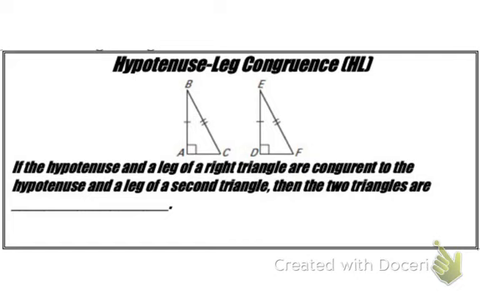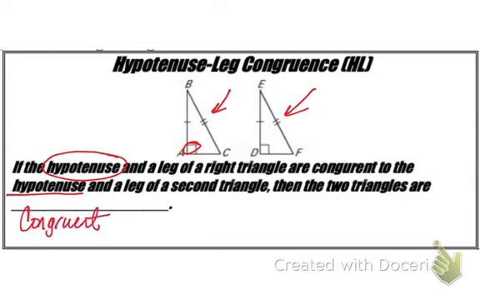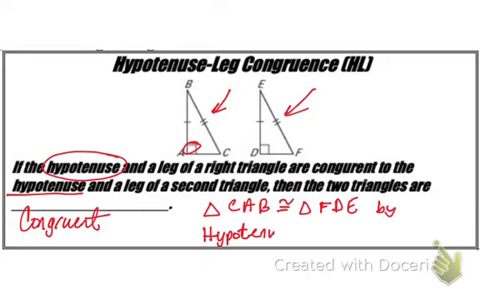The second triangle congruence postulate is called hypotenuse leg. Specifically, we're talking about if the hypotenuse of a triangle, specifically a right triangle, notice that each triangle has a right angle in it. If you have a hypotenuse and a leg of a right triangle that are congruent to those in a second triangle, then you say that the two triangles are congruent by HL. So triangle CAB is in fact congruent to triangle FDE by hypotenuse leg congruence.